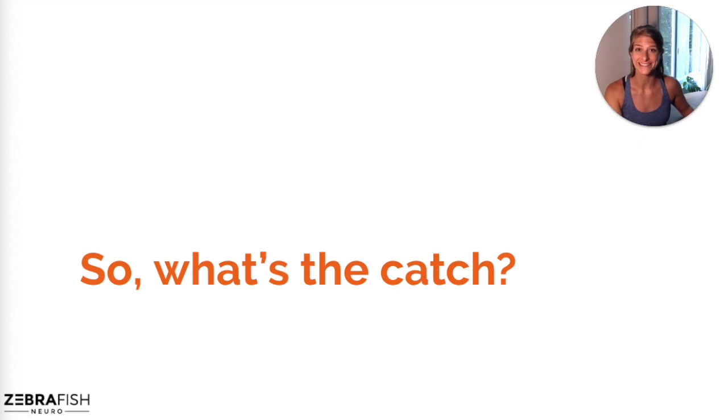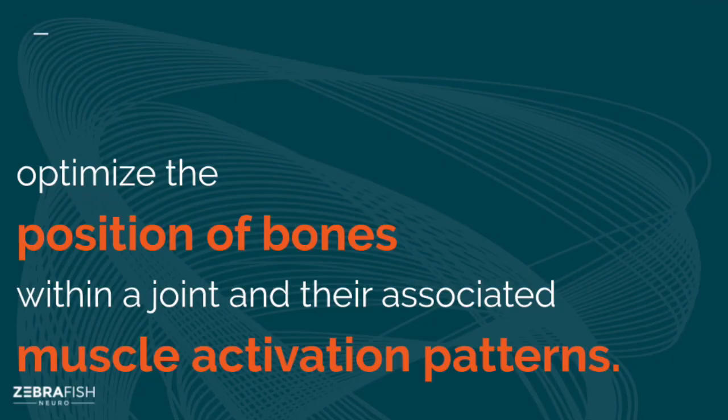So what's the catch? Seems too good to be true. There are some parameters that need to happen in order for us to tap into our fascial system. We need to optimize the position of the bones within a joint and its muscle activation patterns. So in order for us to access this fascial tensioning, again, the position and the way we use our shoulders needs to come into play. All right. This takes some understanding of anatomy, so that's where we're going to next.